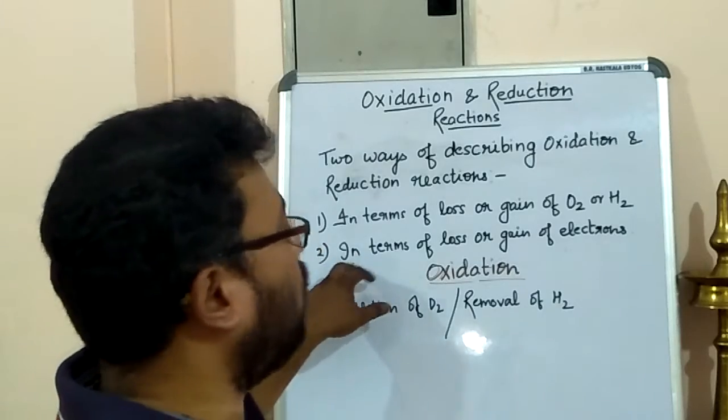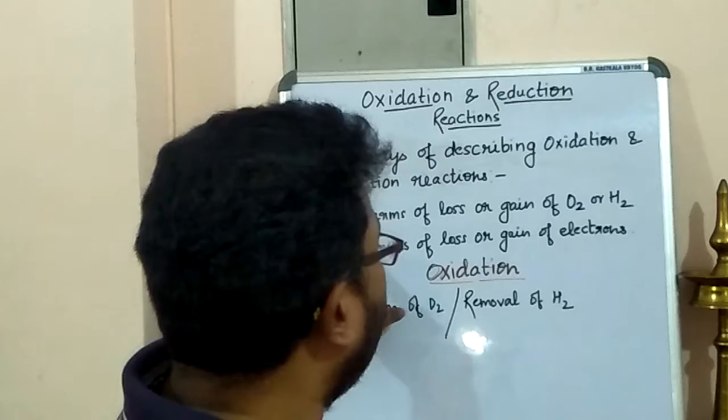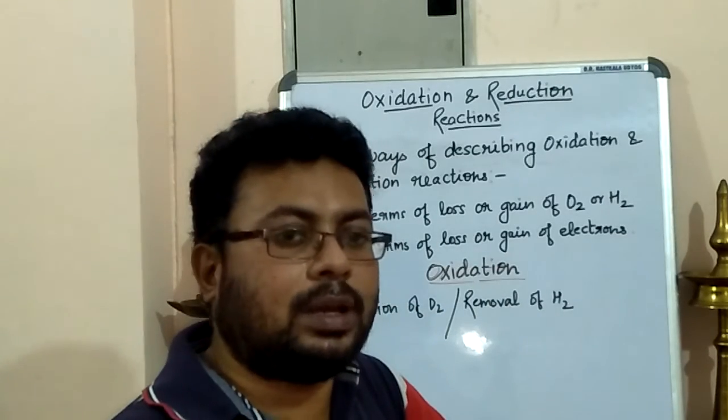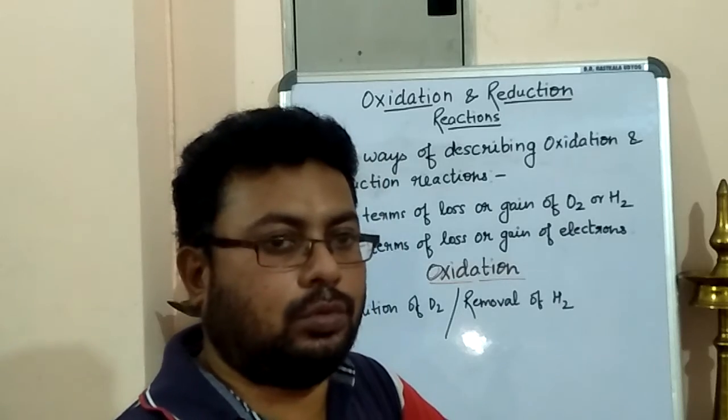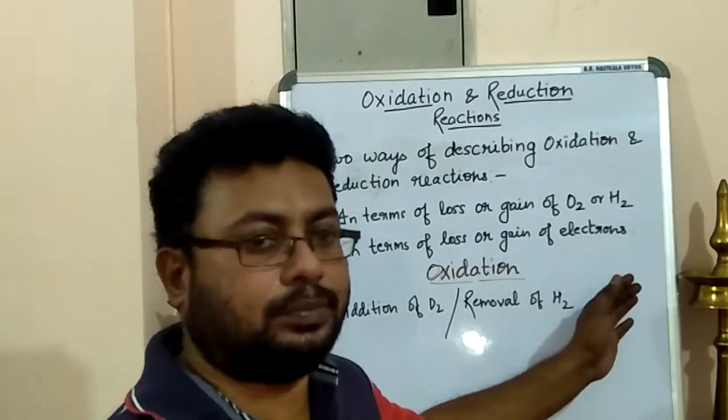The second way of describing oxidation and reduction reactions is in terms of loss or gain of electrons. I will be explaining both ways to you. First, let us go to oxidation reactions.